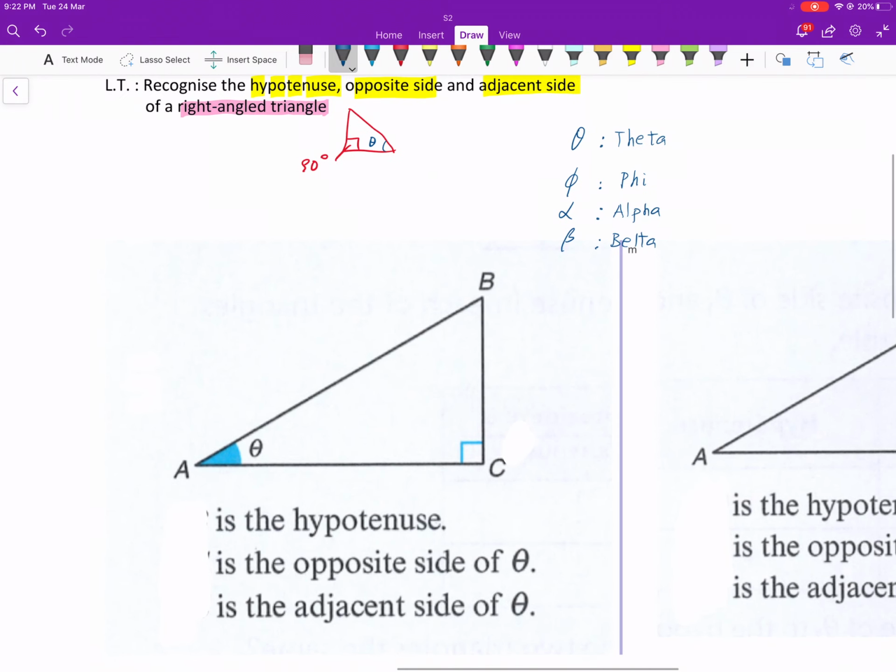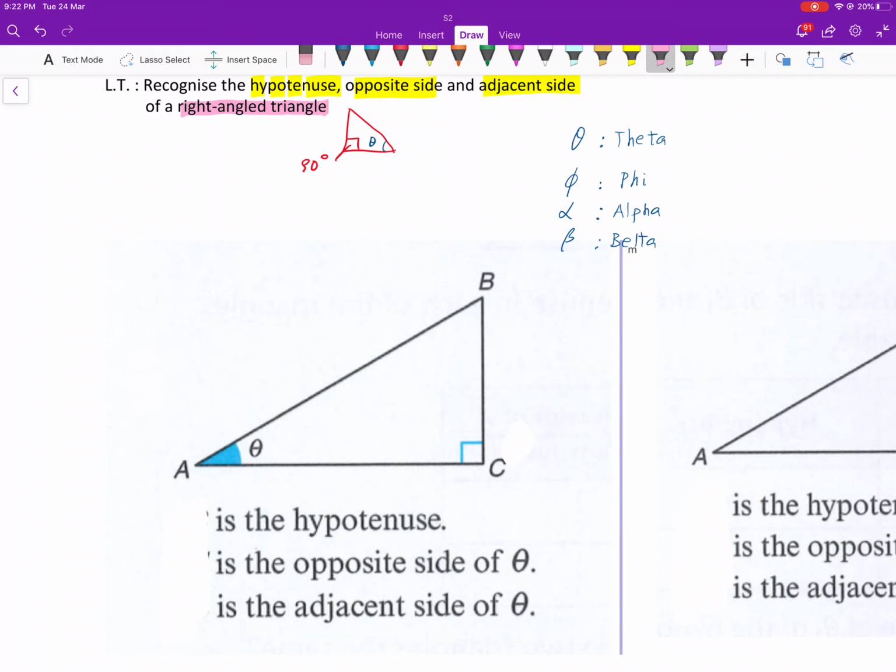So please draw these figures on your class workbook. It is a very important start to recognize the sides in a right angle triangle so that you can learn more efficiently later in this chapter. So please draw the figure in your class workbook.